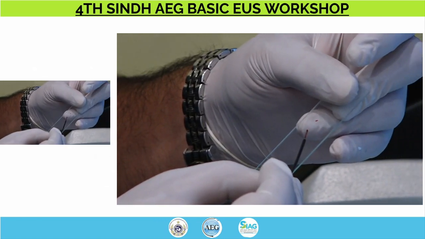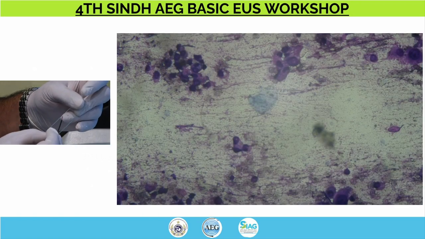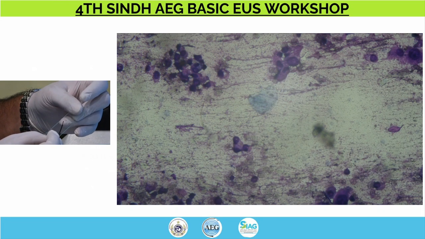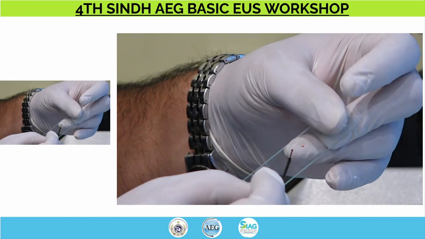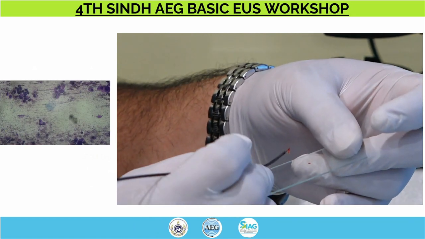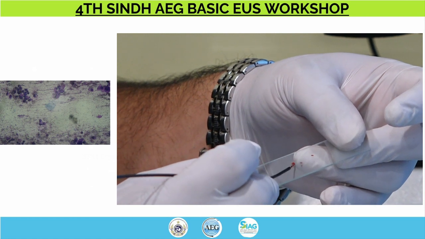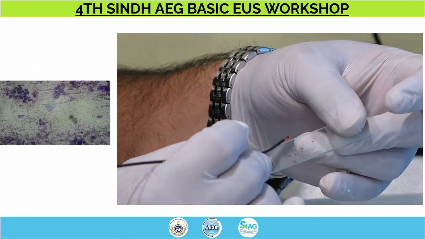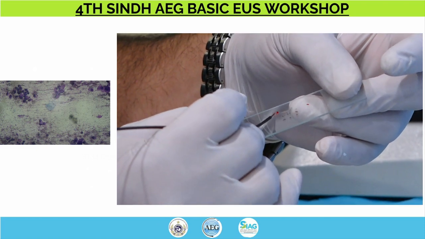You want to try not to touch that to any structures because it's ultimately going to go back into your patient. And as we are inserting the stylet and we get closer to the end, we're going to start seeing some tissue expressed from the tip of the needle. I'm not sure how well this is projecting, but it's projecting very well. We can see the tissue. So those are cores of tissue.